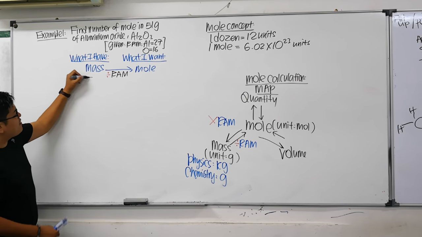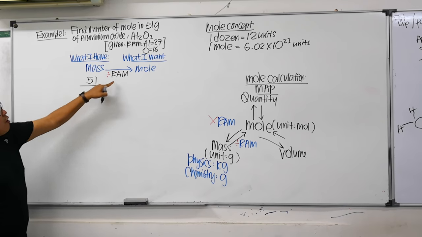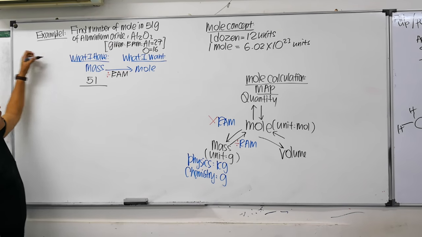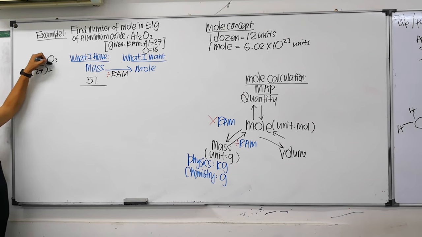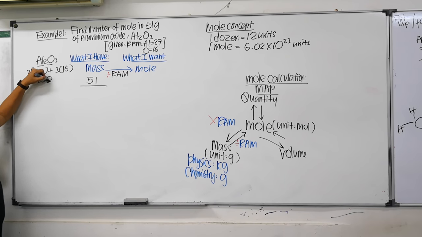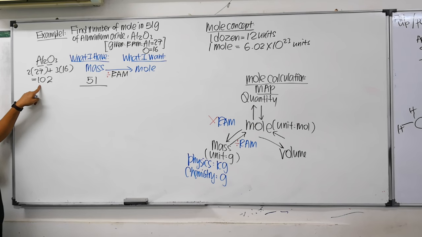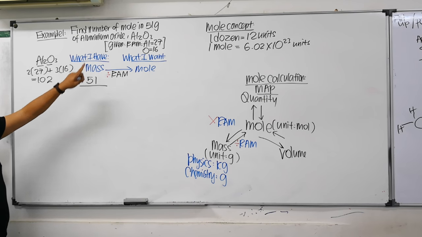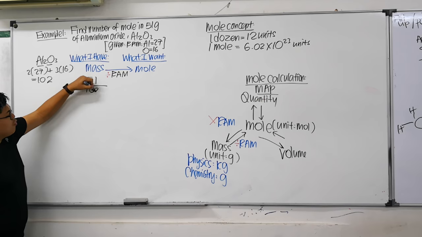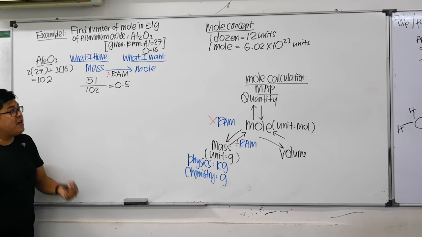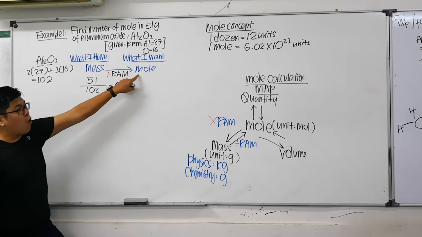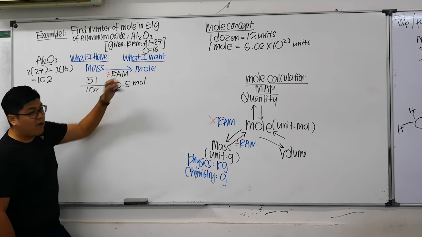Your mass is 51. Divide by what is your RAM? You can find yourself. Al2O3: Al is 27 multiplied by 2. Oxygen, the RAM is 16 multiplied by 3. It is 102. So 102 is the RAM for aluminium oxide. So I divide by 102. 51 divided by 102, answer 0.5. Final unit, because I'm looking for mole, my final unit is mol.